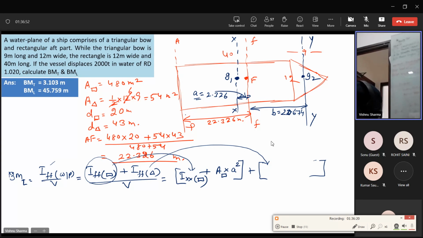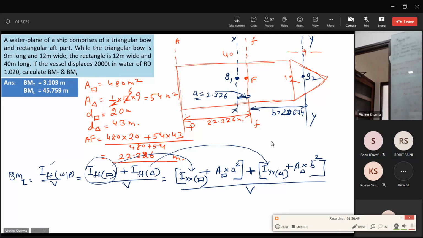Look at the diagram and tell me as per my diagram. Tell me, beta. About FF, it is I of the triangle plus area of the triangle into the distance we have represented as B, plus B square, divided by volume of displacement. Am I right, guys? Yes, sir.